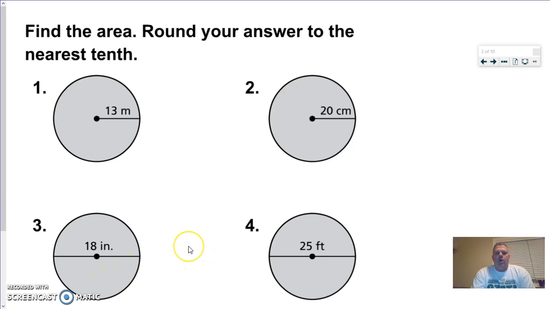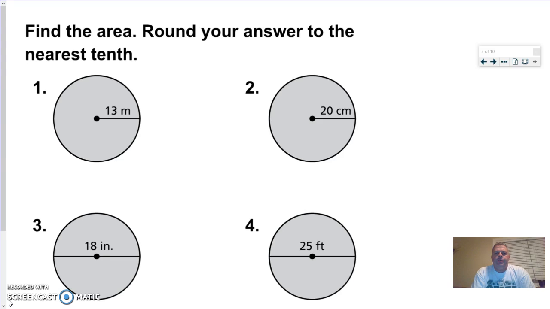Please pause the video. Allow students to figure out the area of those four circles. Have some discussions amongst the students. And when you are ready, please restart the video to have me show you the answers.